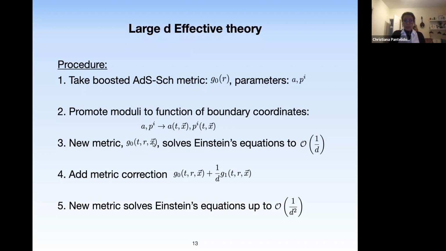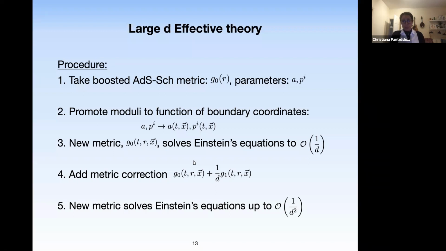And what we do next is to go back to this metric here and correct it by a term that goes like 1 over D in such a way to reduce the error in Einstein equations from 1 over D down to 1 over D squared. And one can keep going in this way by correcting the metric in powers of 1 over D in order to solve Einstein equations to higher and higher order. So in this way, we have essentially systematically solved a certain subset of Einstein equations, namely the evolution equations.